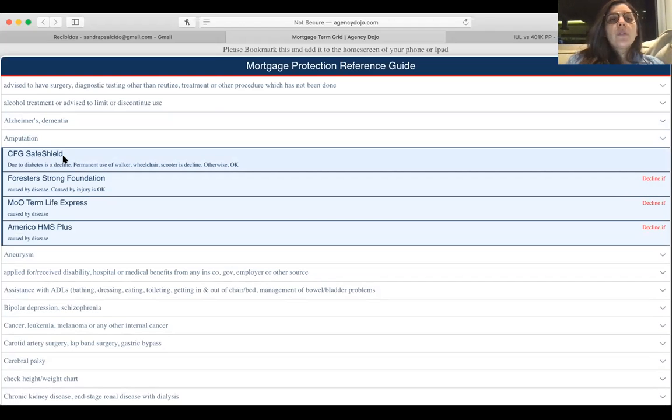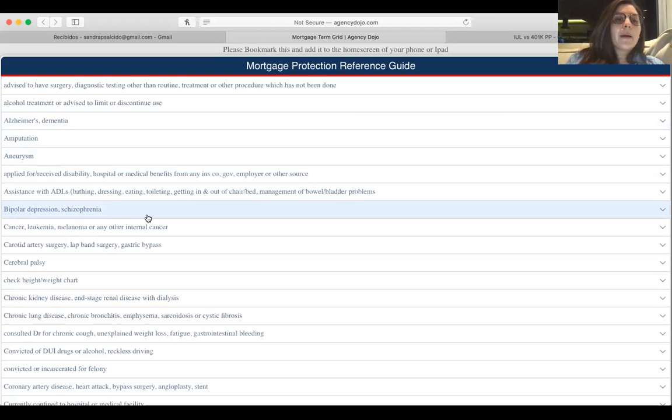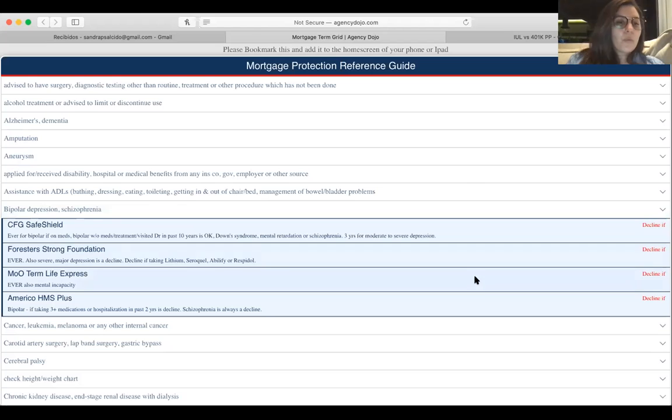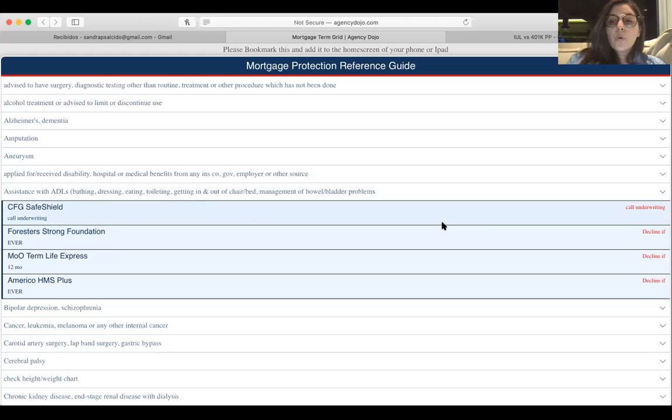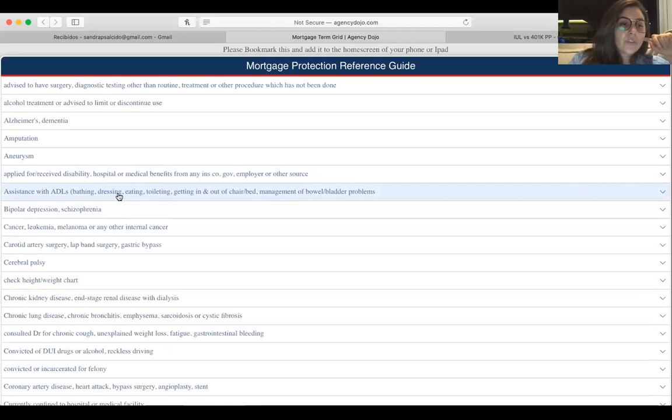Why am I showing you this? To show that we're going to have options for every single client. So for example, if you have a client that went through an amputation, we already know that CFG, Safe Shield, might approve them, okay? Other carriers will decline him. Let's see, bipolar depression, schizophrenia will be declined. Assistance with ADL, CFG with call underwriting. For this one, even National Life Group doesn't approve these disorders as well.